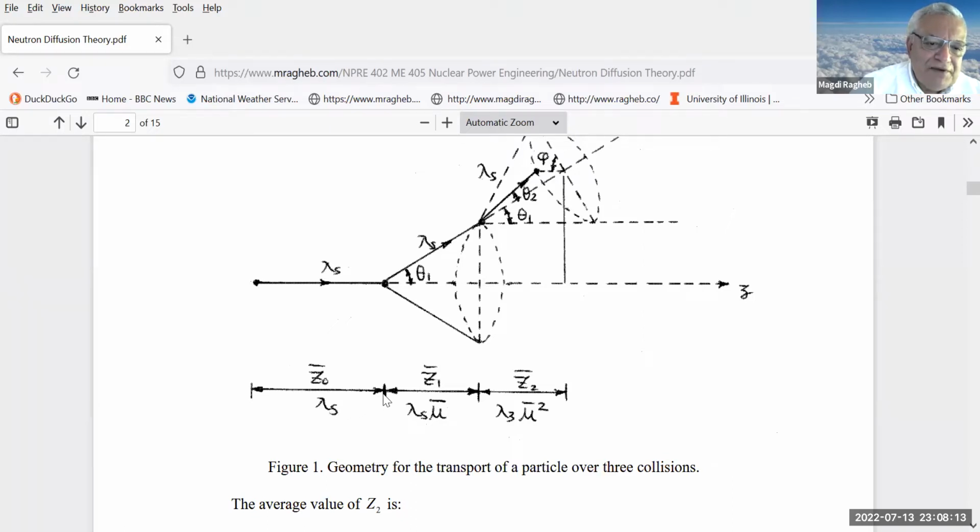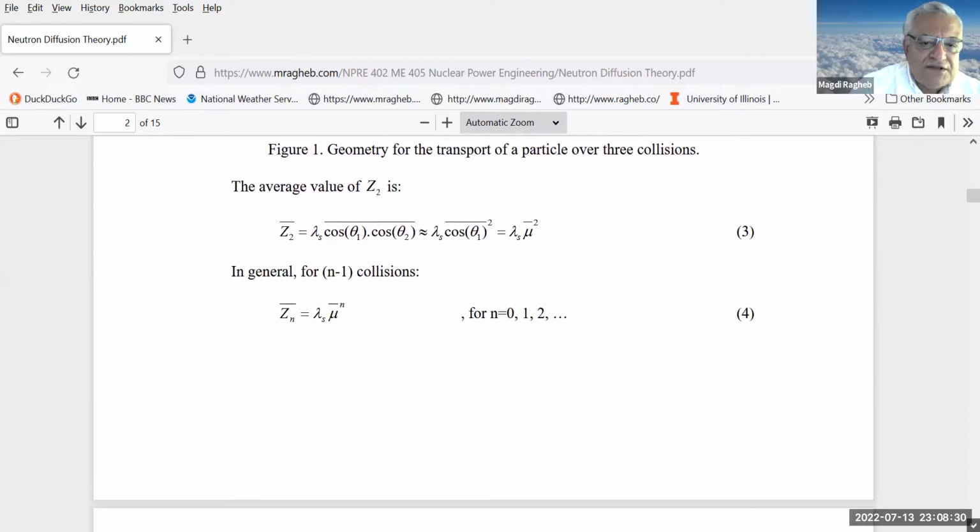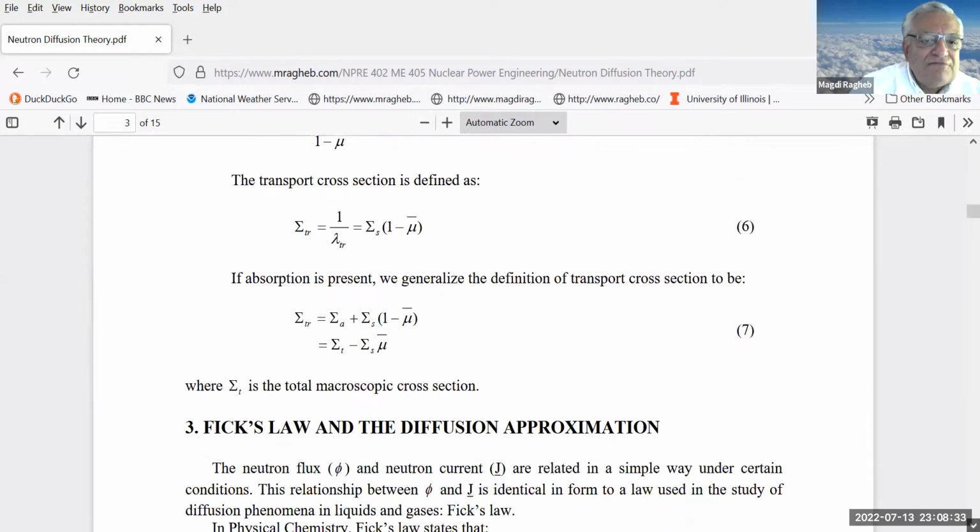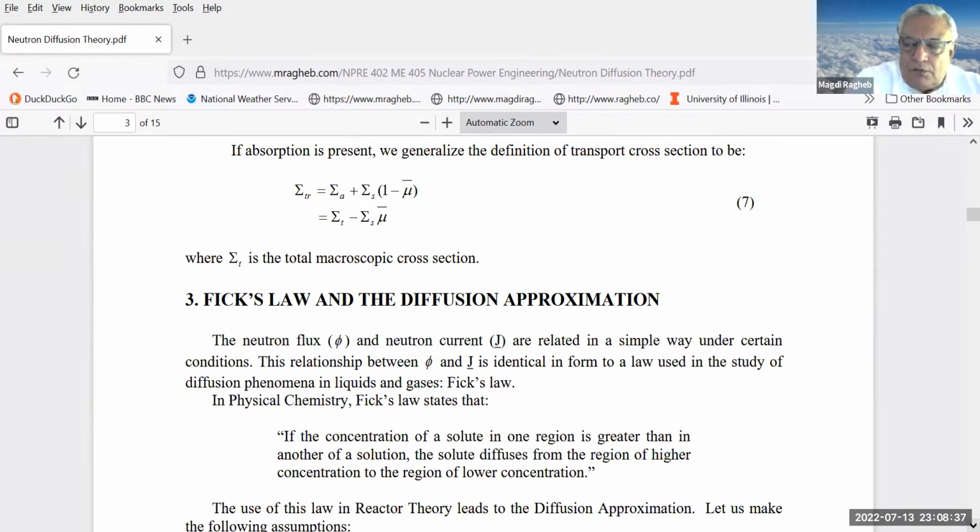Initially, it's one mean free path, the total distance, and then the mean free path multiplied by the average cosine of θ1, the angle of scattering, plus lambda 3, the square now of the average cosine of the angle of scattering. And that defined for us what we call the mean free path for the reaction. The reaction where the total cross-section now, or total macroscopic transport cross-section, is the absorption cross-section plus the macroscopic scattering cross-section multiplied by 1 minus the mean cosine of the angle of scattering.